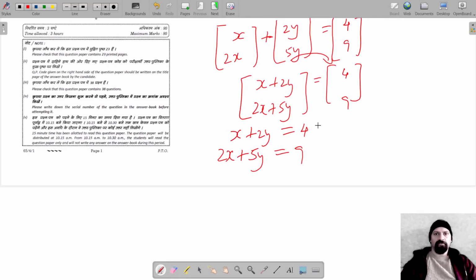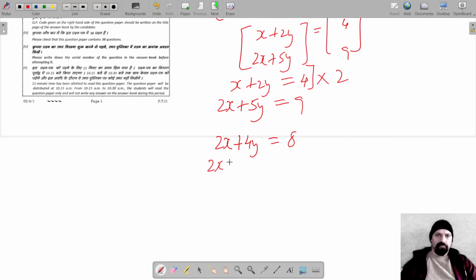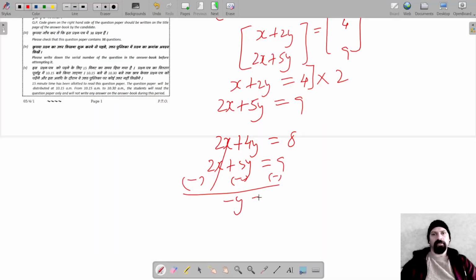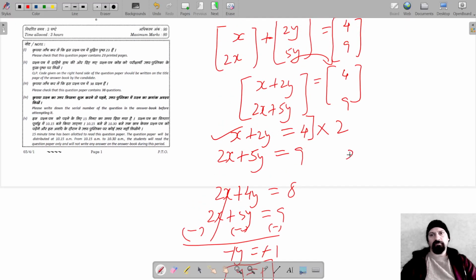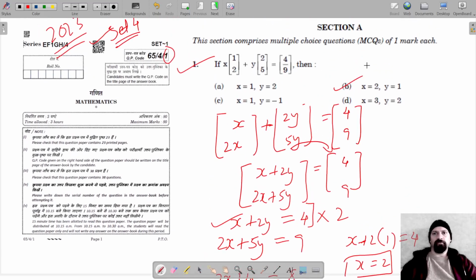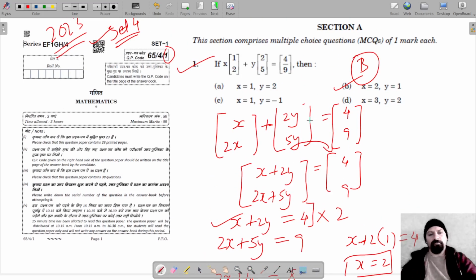And then let's multiply the first equation with 2, which gives me 2x plus 4y is equal to 8. And let's subtract it from the second equation, which was 2x plus 5y is equal to 9. If we subtract this, which gives me negative y is equal to negative 1. So y is equal to 1. And if y is equal to 1, using the first equation, x plus 2 into 1 is equal to 4, which gives me x is equal to 2. So x is equal to 2 and y is equal to 1.